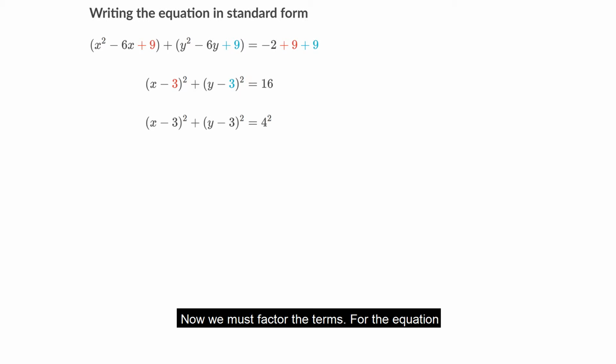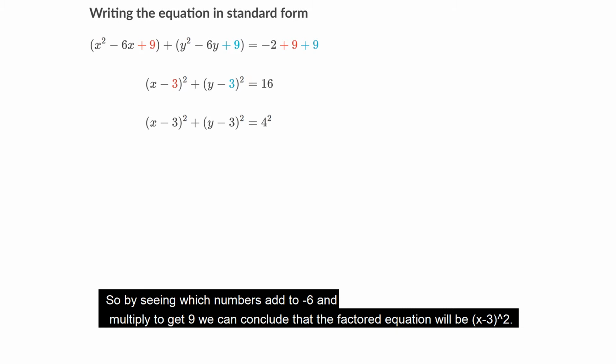Now, we must factor the terms for each equation. X squared minus 6x plus 9. We know this is a perfect square trinomial. So by seeing which numbers add to negative 6 and multiply to get 9, we can conclude that the factored equation will be x minus 3 squared.